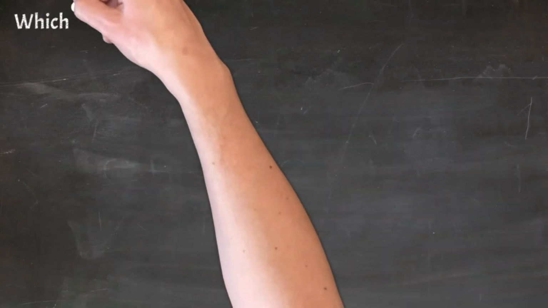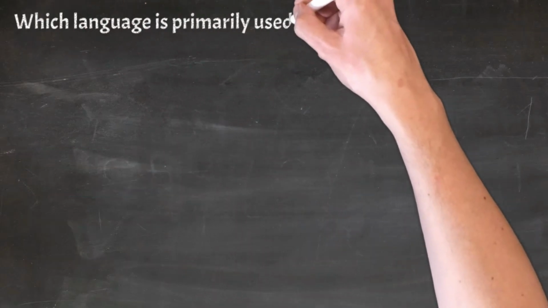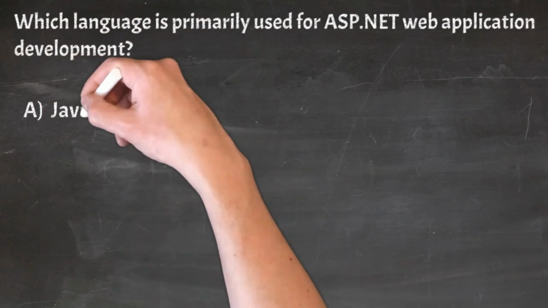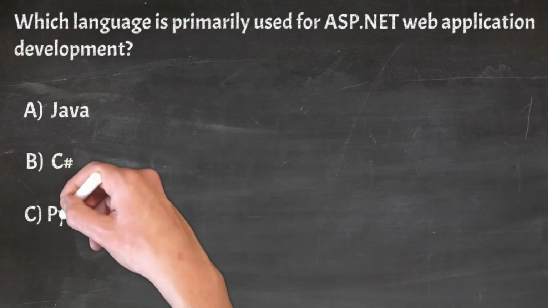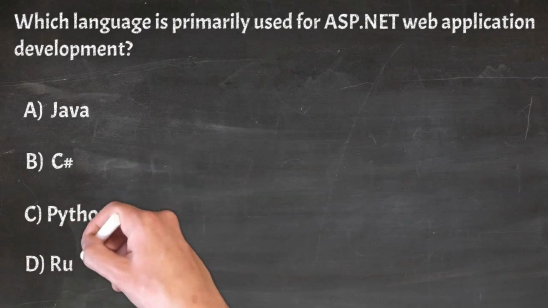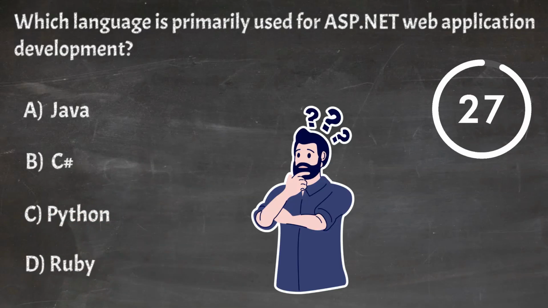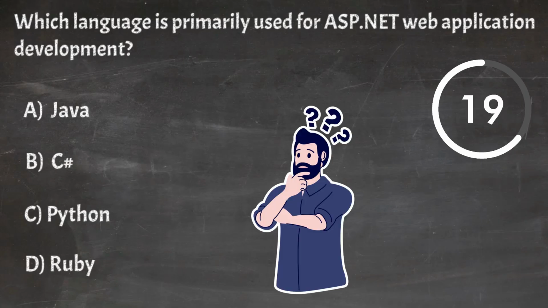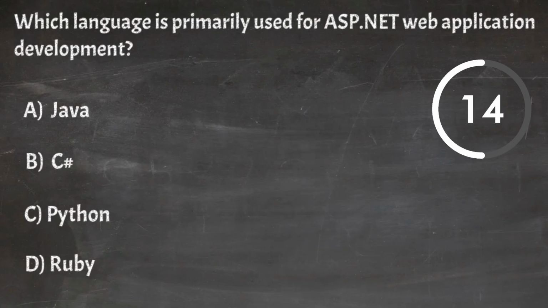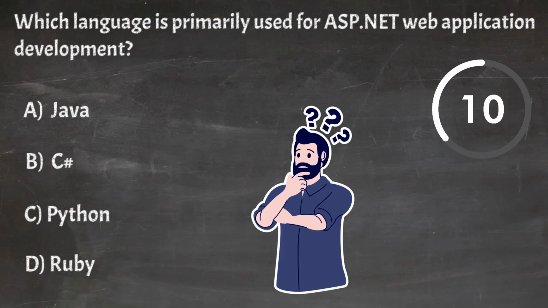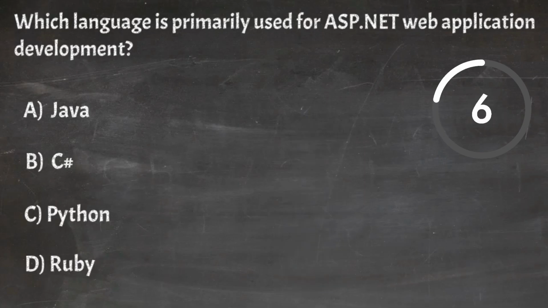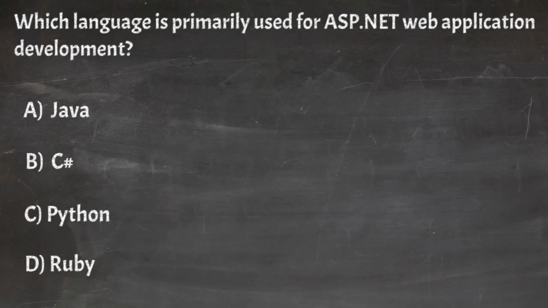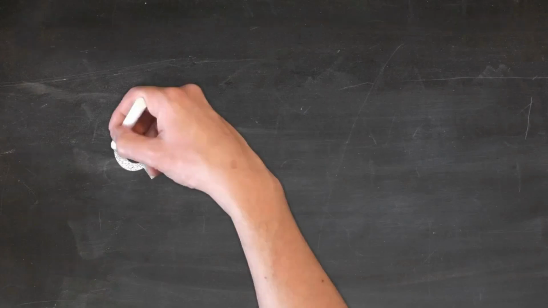Question 2. Which language is primarily used for ASP.NET web application development? A. Java. B. C#. C. Python. D. Ruby. Correct answer B. C#. Question 3.